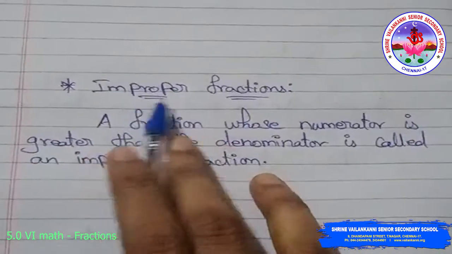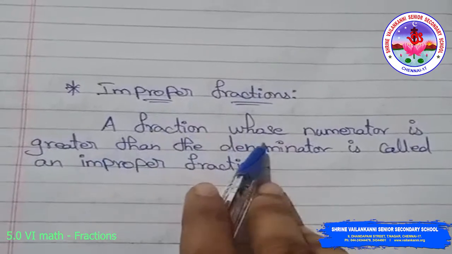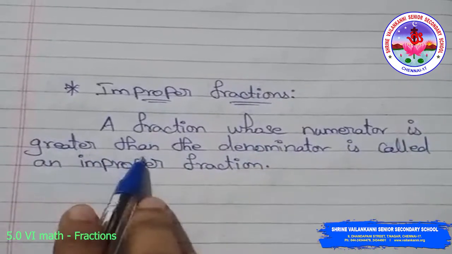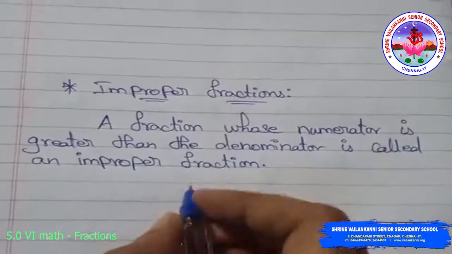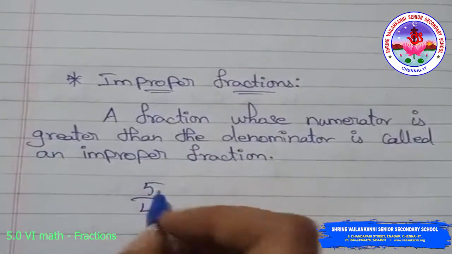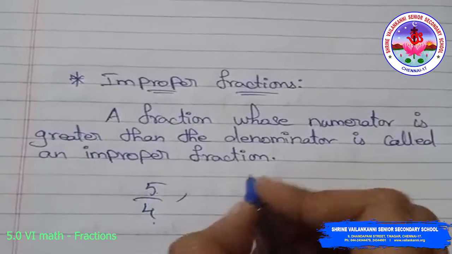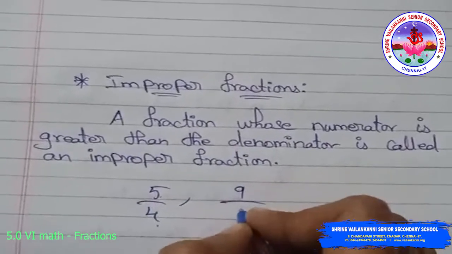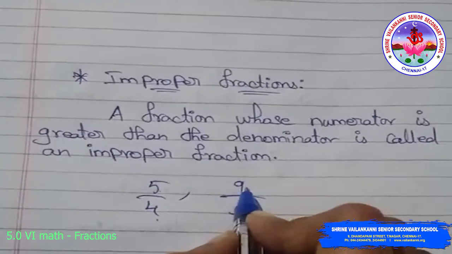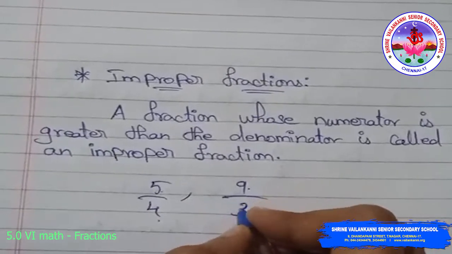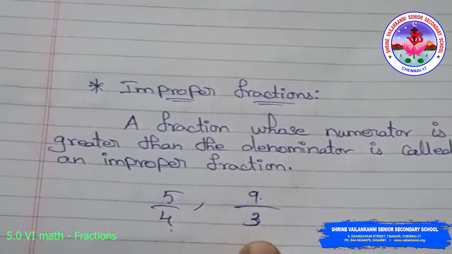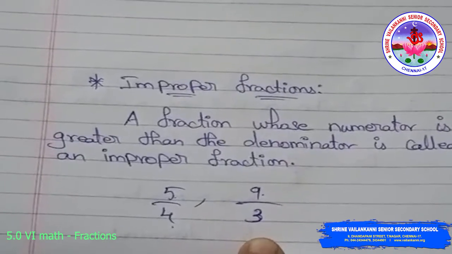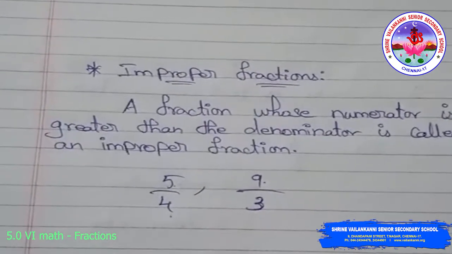The next type is improper fraction. A fraction whose numerator is greater than the denominator is called an improper fraction. 5 by 4. Here the numerator is 5, the denominator is 4. 9 by 3. Here the numerator is 9, the denominator is 3. So the numerator is greater than the denominator. The value of an improper fraction is always greater than 1.